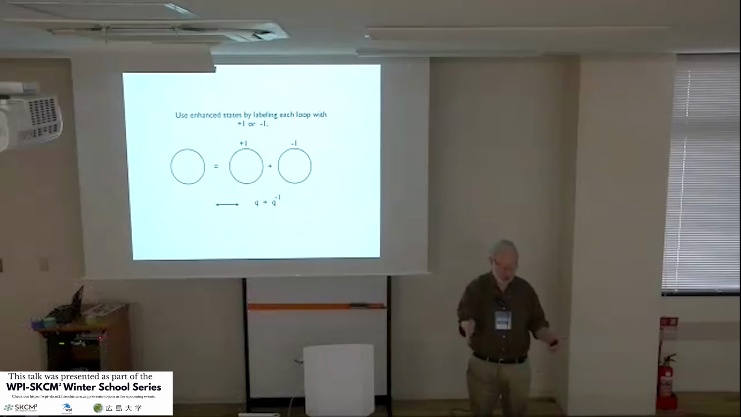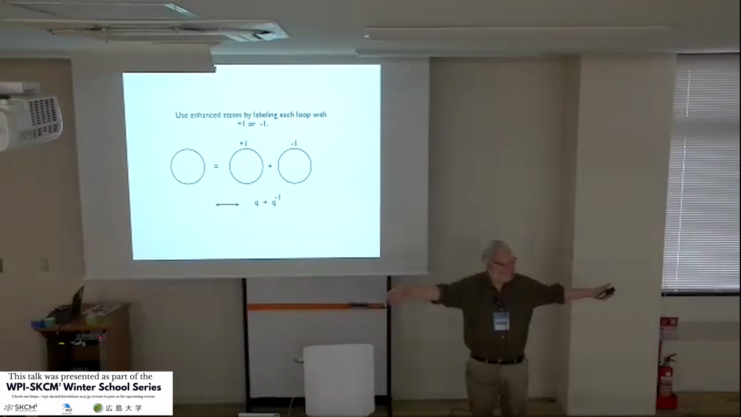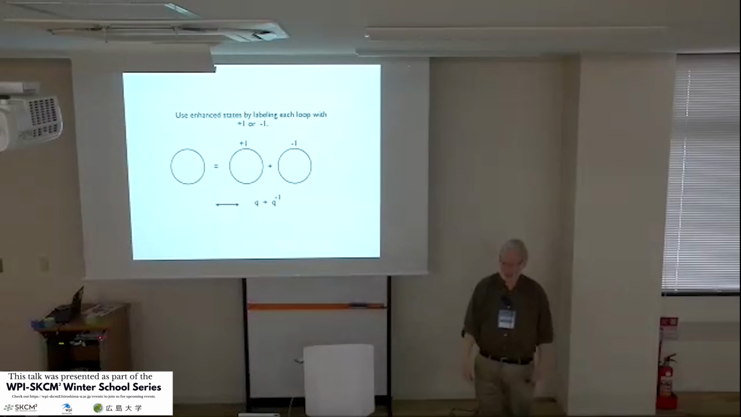And so if you had 20 loops, you'd have Q plus Q inverse to the 20th, and you'd apply the binomial theorem and get a whole bunch of terms when you're working out the bracket. But we're going to get rid of the binomial theorem and have more complicated states. So now the states will have labels on their loops, +1, -1, like that. And then the value of this loop is equal to the sum of Q and Q inverse.